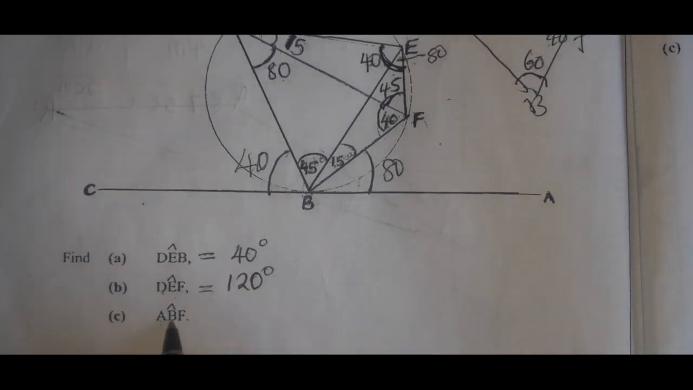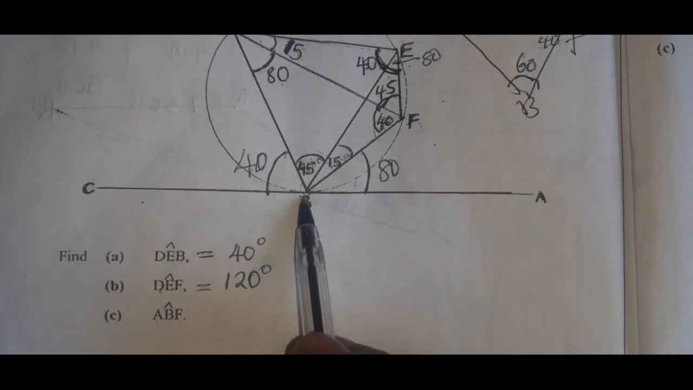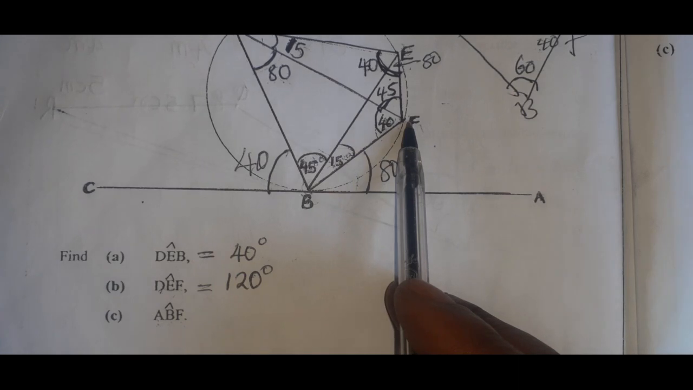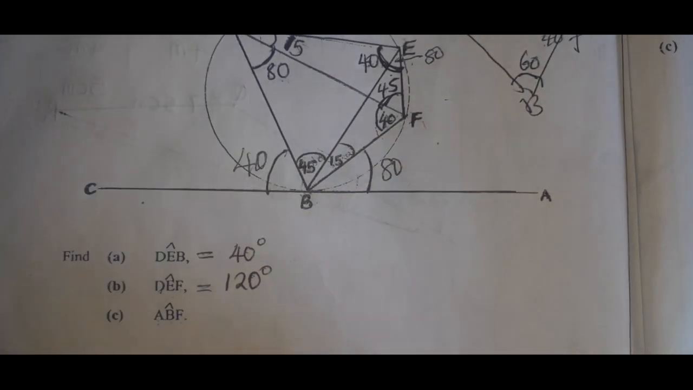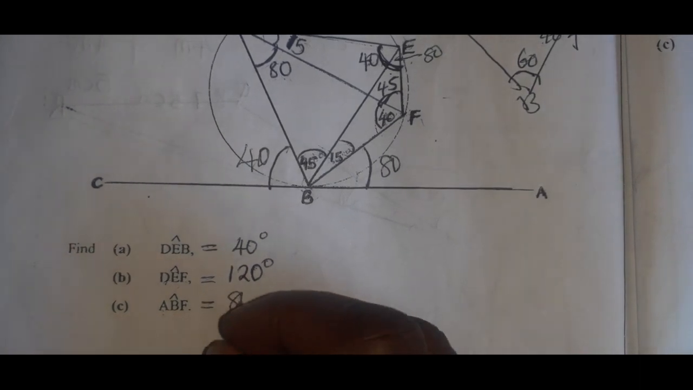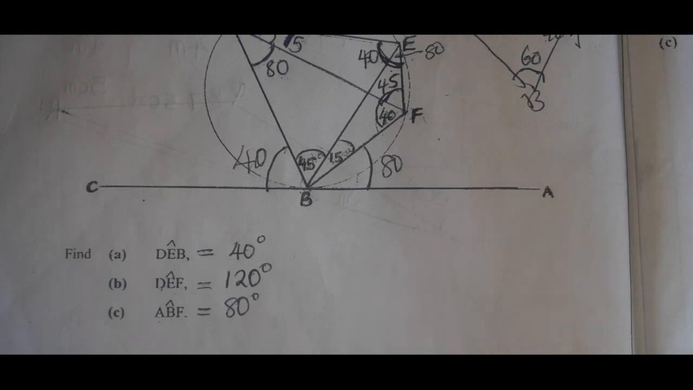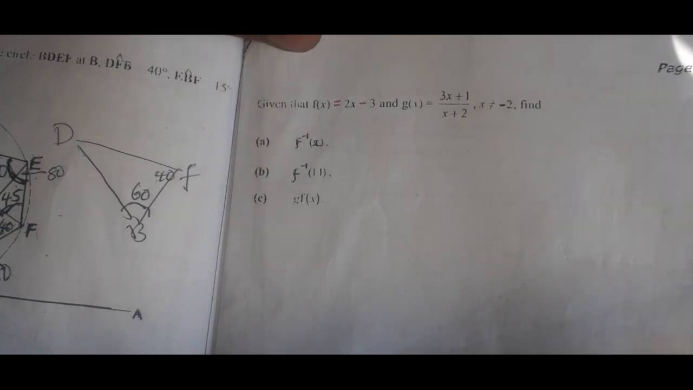Then ABF. I think we have dealt with this one here, isn't it? What have we found? 80 degrees. Okay, that is what we have found. Let's go to the next question. All right. Okay, so we are on question 16.